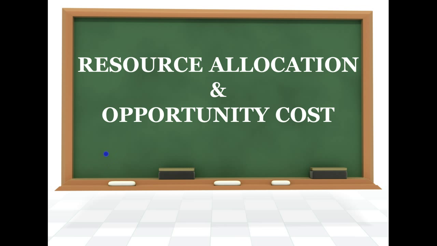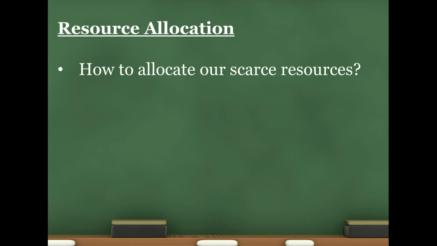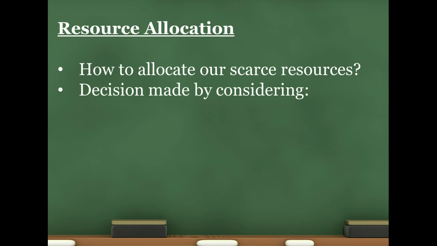So today's about resource allocation and opportunity cost. Resource allocation: how to allocate our scarce resources. In that we make decisions and we consider the following. We consider what to produce, mostly determined by the consumer, but not always. When the consumers go out and buy a product in the market, they are telling the market this is the price we are willing to pay.